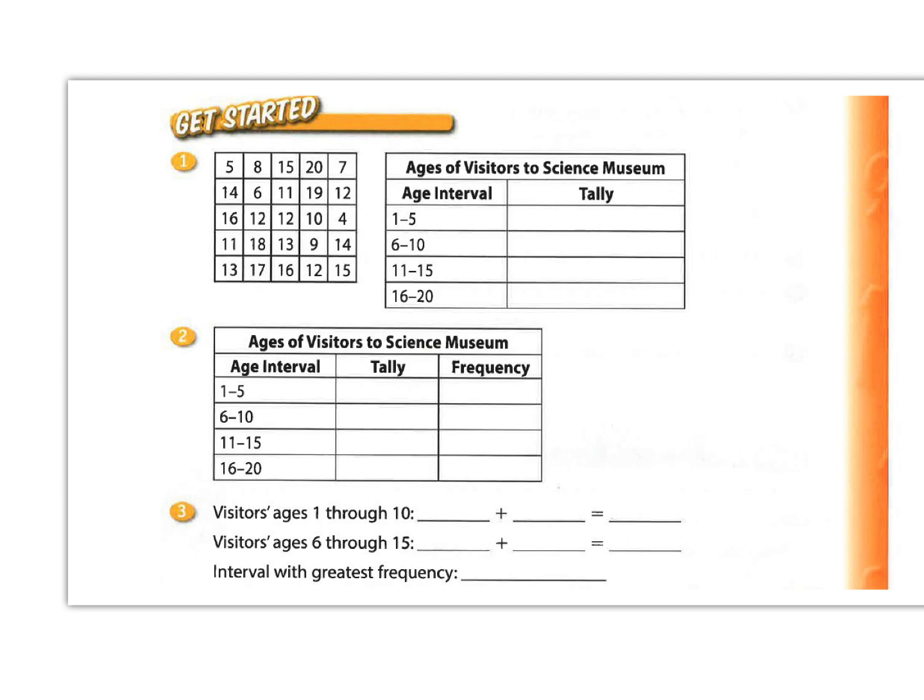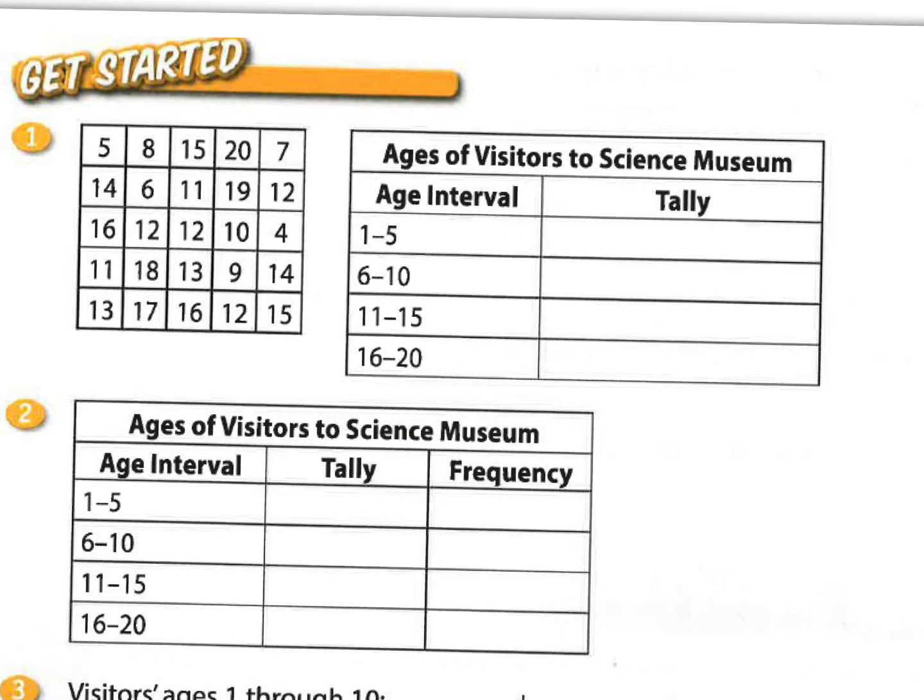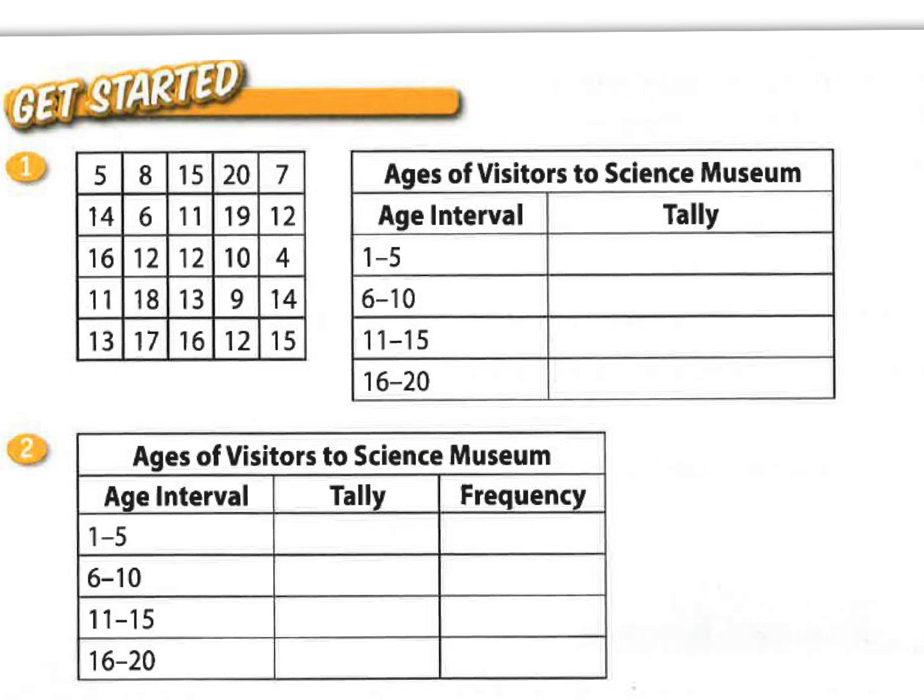All right, if we look here, I'm going to zoom in again so that we can see this a little bit better. When you're doing a tally, I always like to mark off once I've tallied it so I don't do it again. Age 5, we would put a tally here, so I'm going to cross that one off. Age 8 is between 6 and 10. Age 15, age 20, age 7, so that's between 6 and 10. 14 is between 11 and 15. 6 is between 6 and 10.